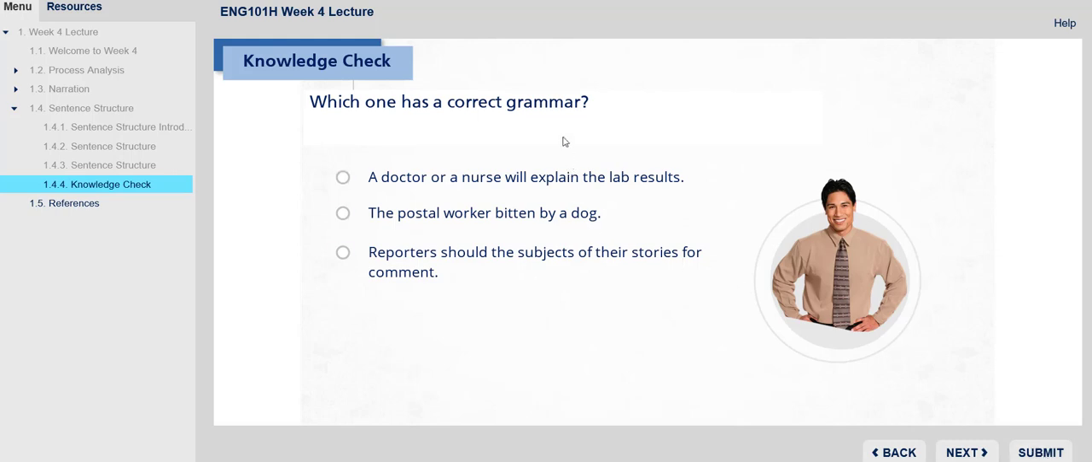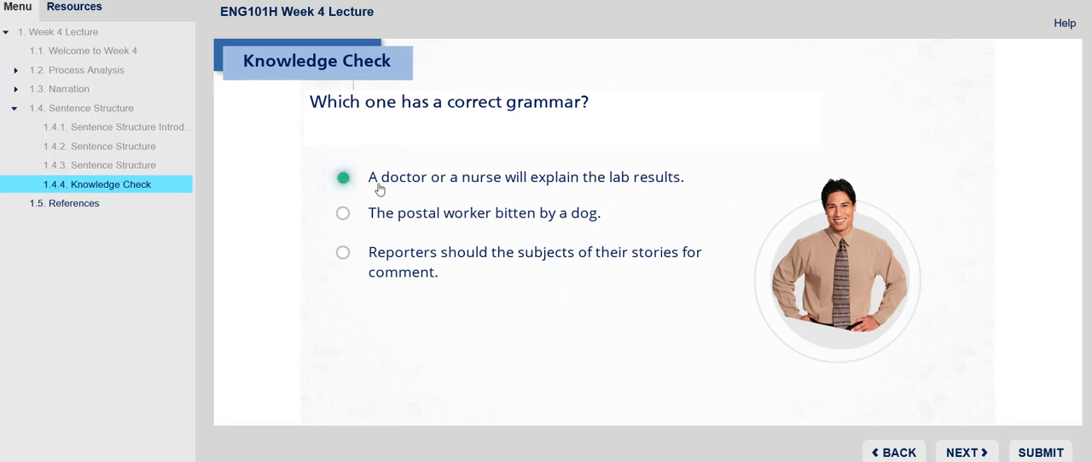So which one has correct grammar? A doctor or a nurse will explain the lab results. The postal worker, bitten by a dog. Reporter should the subjects of their stories for comment. And so if you're a native speaker of English, you should be able to hear which one makes sense and which one doesn't make sense. If you're an ESL student, in other words, English is not your first language, then you should be good enough at grammar to know that this is the correct answer, because here you have a subject, a doctor or a nurse. Will explain is the verb, and the object, the lab results.